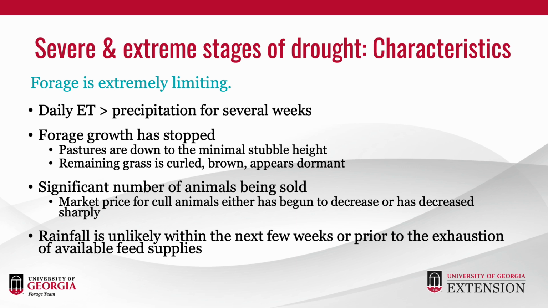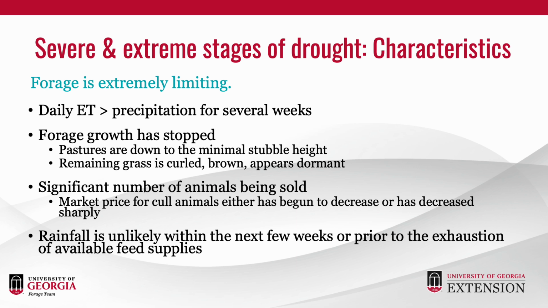When we are in the severe and extreme stages of drought, our forage is now extremely limiting. That daily evapotranspiration has exceeded precipitation for several weeks now. Forage growth has stopped, and all of our pastures are down to the minimal stubble height that we talked about during the advanced stages of drought. Any grass that's remaining is likely curled, brown, and may appear dormant.